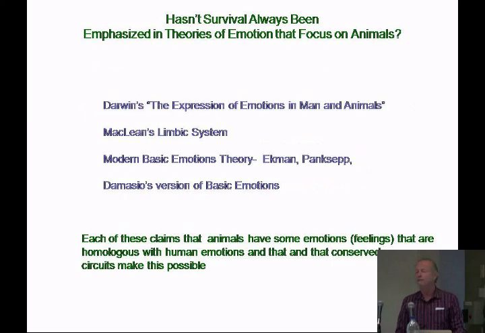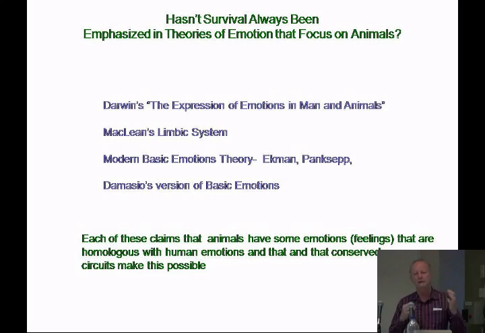So let me just stop for a second and talk about survival. Hasn't this always been a key part of research on animals? Darwin had this famous book, The Expression of Emotions in Man and Animals. The limbic system theory was all about survival and how the limbic system allowed animals to adapt and survive. Modern basic emotions theory, I've already talked about that. Damasio has a version of basic emotions. So certainly lots of people have talked about emotion and survival.